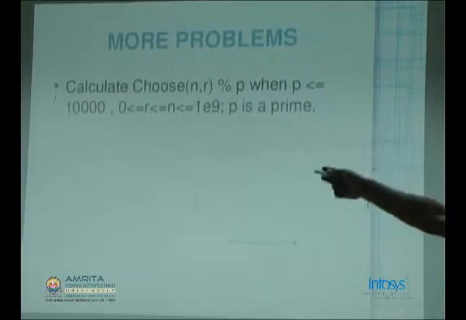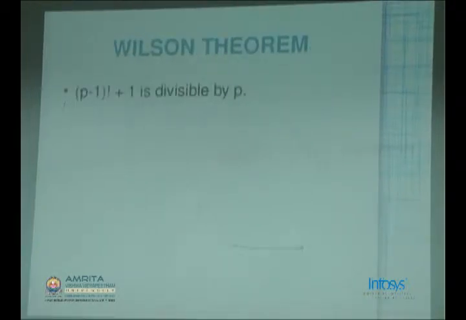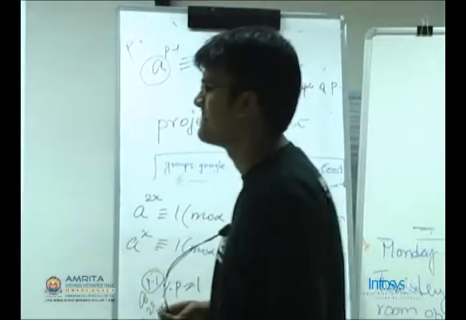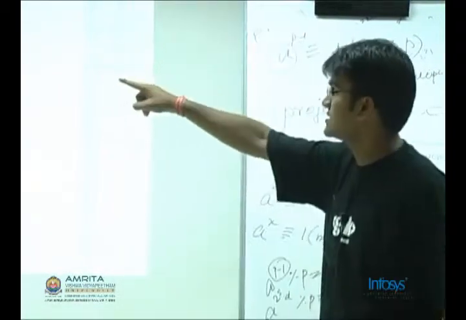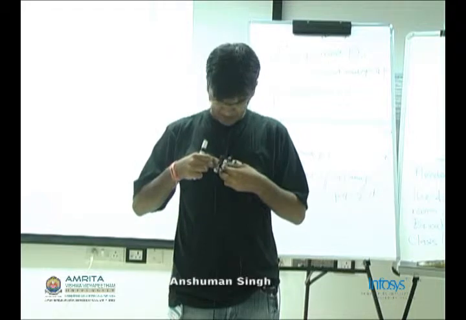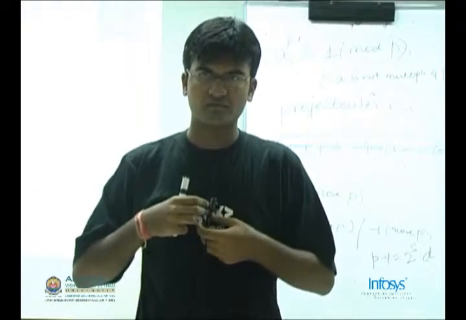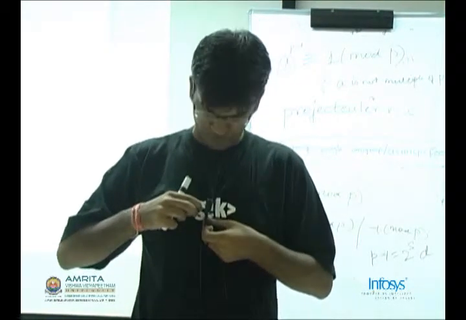N choose R is NCR. You know what an NCR is, right? This notation. P is a prime. Sorry if it's not mentioned here, but this theorem is only valid for prime numbers. Let's say you have to find n factorial modulo P. You look at 1, 2, 3, 4, etc. modulo P, and that will obviously be coprime with P. So to find n factorial, you just find the product of 1, 2, 3 up to P modulo P.